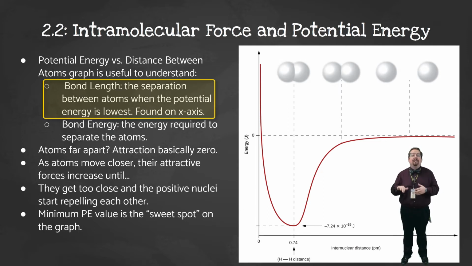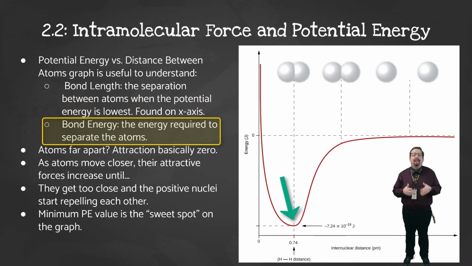Specifically, when the potential energy on this graph is at its lowest point, that's the length our bond will be. So when we look at a graph like this, we look for the lowest point on the graph and determine its position on the x-axis. And that gives us our bond length. Bond energy is the energy required to separate the two atoms. We'll talk more about that in a minute.